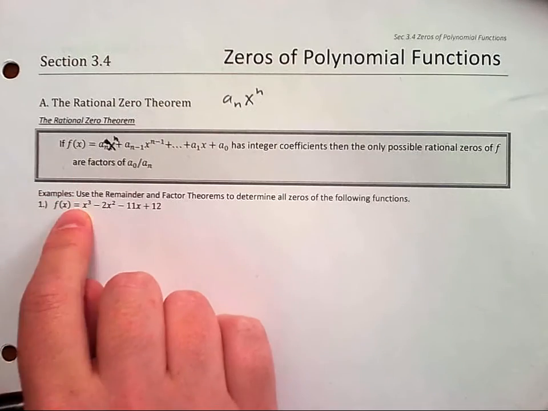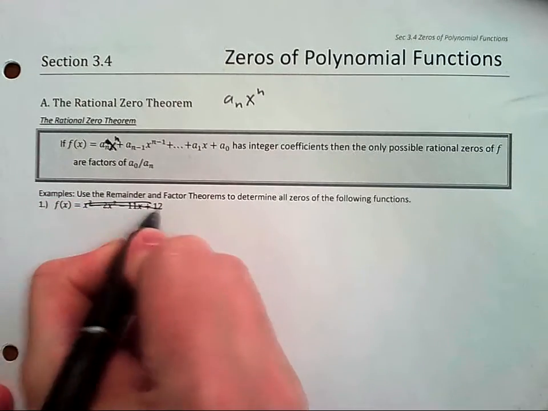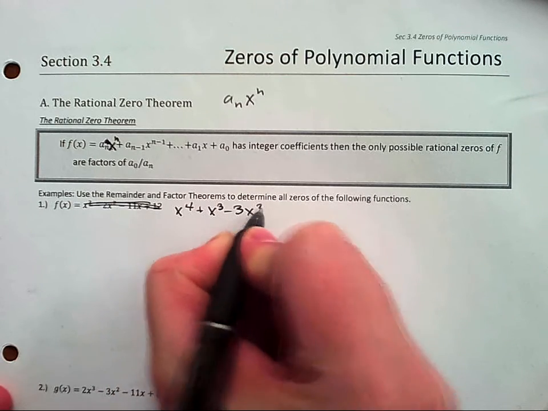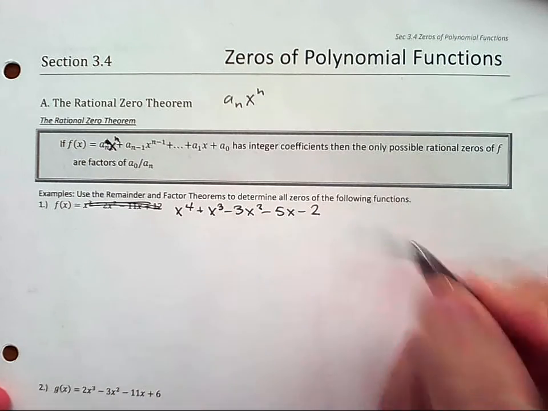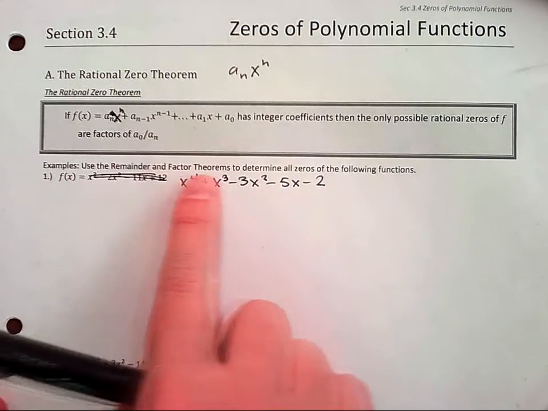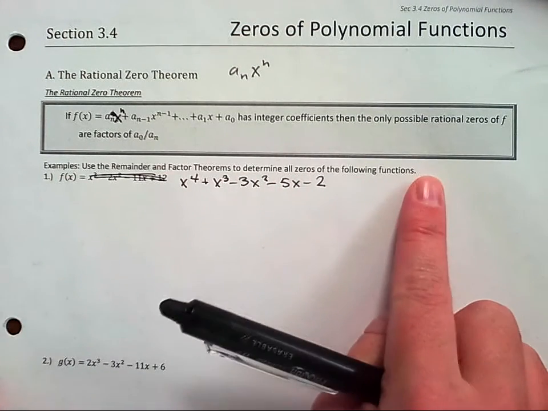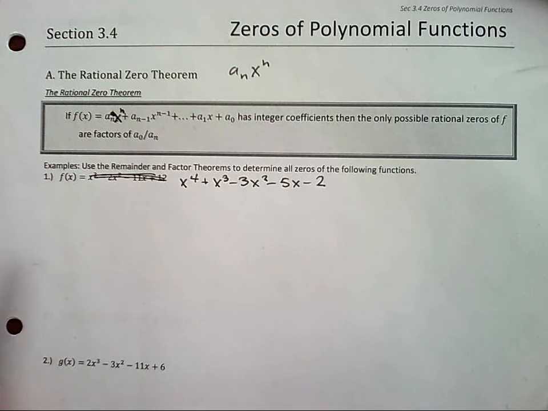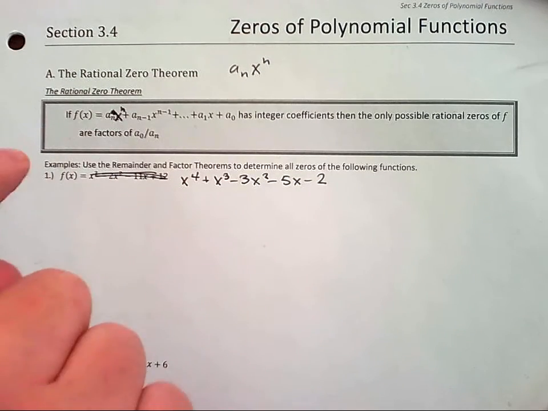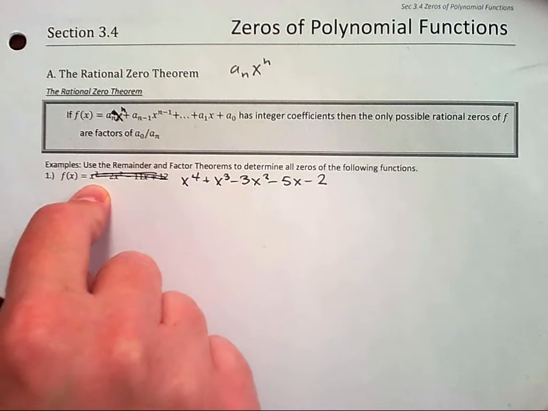Okay, so let's do the first one. F of x, I'm going to change it, is x to the fourth plus x to the third minus 3x squared minus 5x minus 2. Okay, so it says use the remainder and factor theorem to determine all zeros of the following. So we're going to use the rational zero theorem to determine what rational numbers we should even consider, right? We don't want to choose any possible rational number. We're going to use this theorem to determine what values we should even consider, okay?